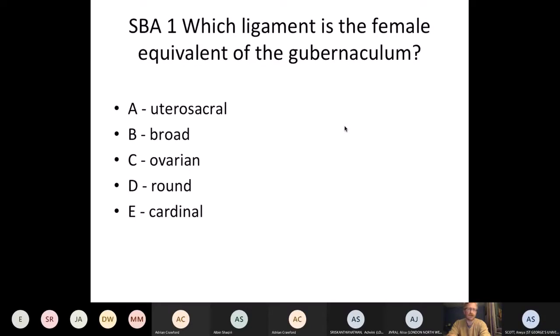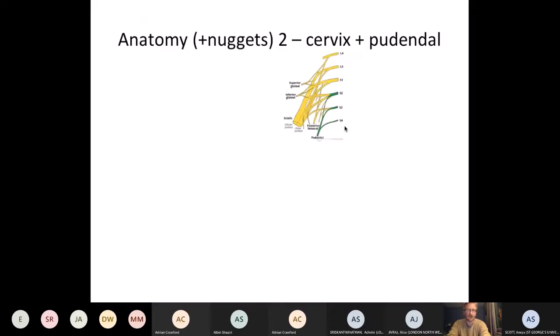So the round ligament is the equivalent of the gubernaculum. The cardinal ligament's the one that contains the uterine artery and vein. So next slide. Next bit of anatomy, the cervix and the pudendal nerve. The pudendal nerve comes from S2, 3 and 4, and it contains some of the sympathetic fibers. So the sympathetic fibers are craniosacral, and the parasympathetic is the thoracolumbar. So they come from the like T1 to 12 and the L1 to, I want to say 5.